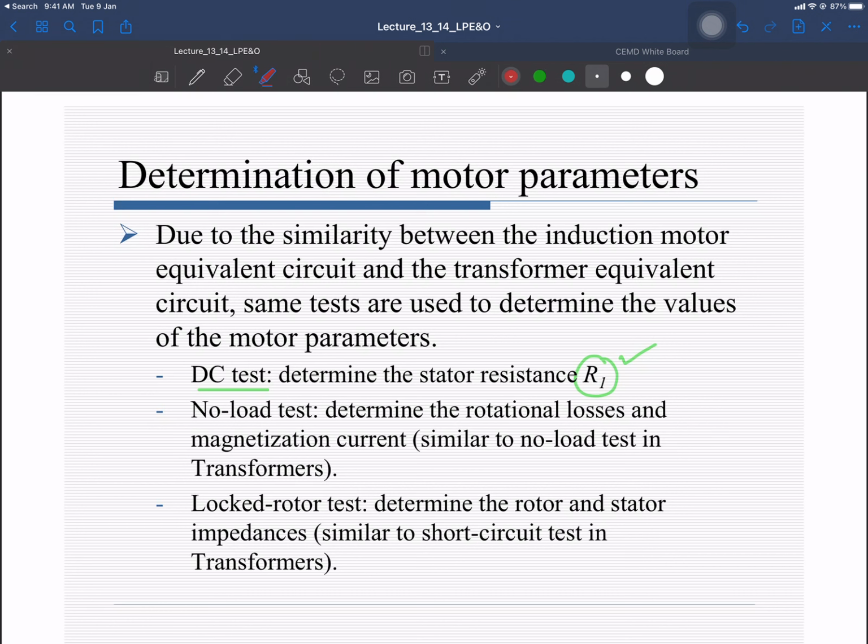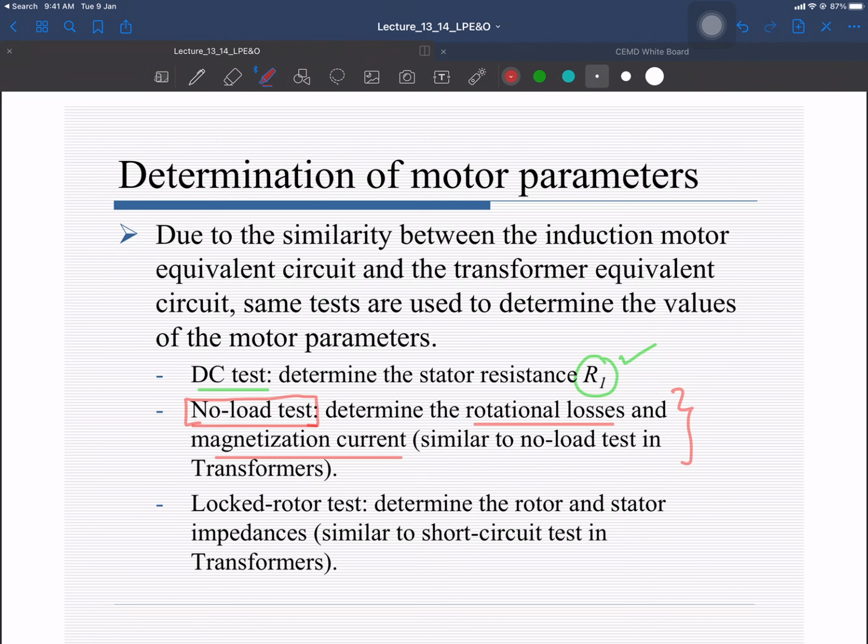No load test means you are going to run your machine at the rated voltage. You are supplying the rated voltage to your machine and there is no load connected to it. At that instant, all the power absorbed by the machine is going towards the losses. What are those losses? Rotational losses, and the magnetization current. So it is just similar to the no load test in the case of the transformer. You have the magnetization losses and the rotational losses, and you can determine those with the help of the no load test.